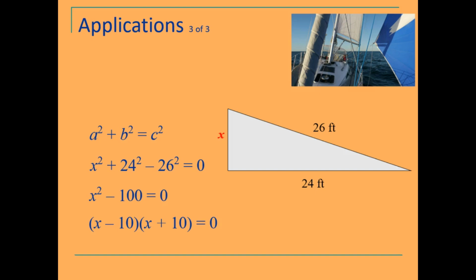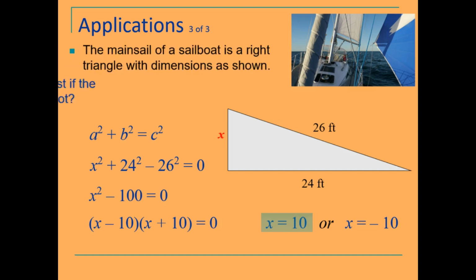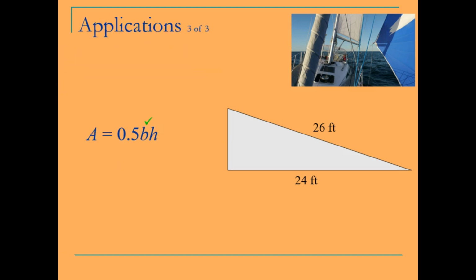Using the principle of zero products, we set each factor equal to 0 and solve for x, resulting in x equal 10 or x equal negative 10 for a solution to this equation. For this application, we're looking for a length, so we will only accept the positive value here: x is equal to 10. We now have the dimension of the height of this triangle.